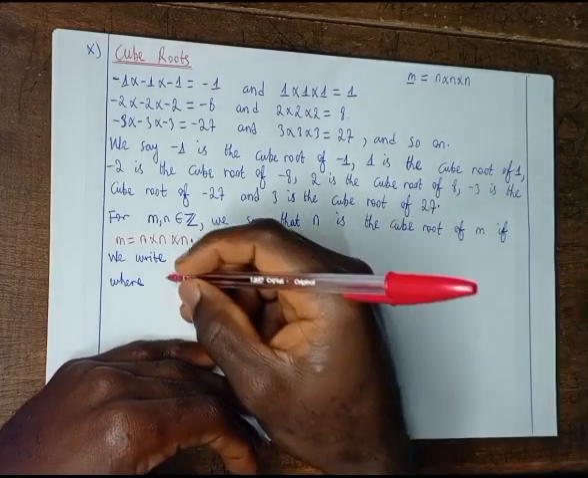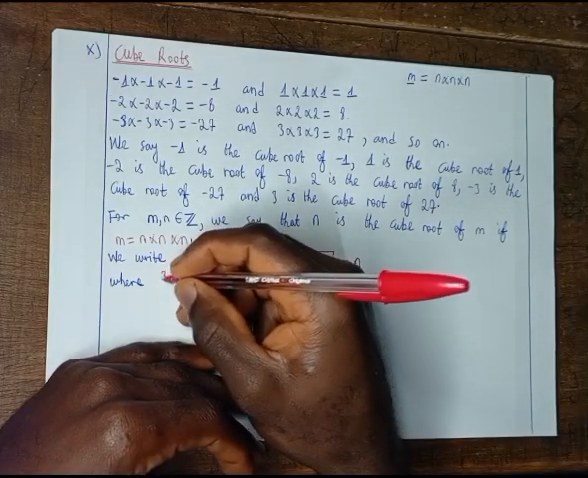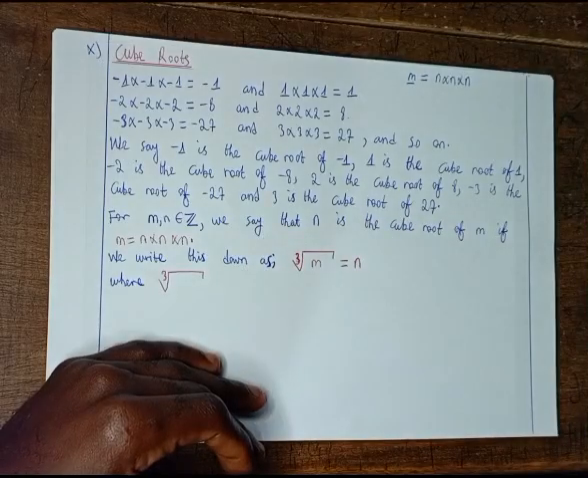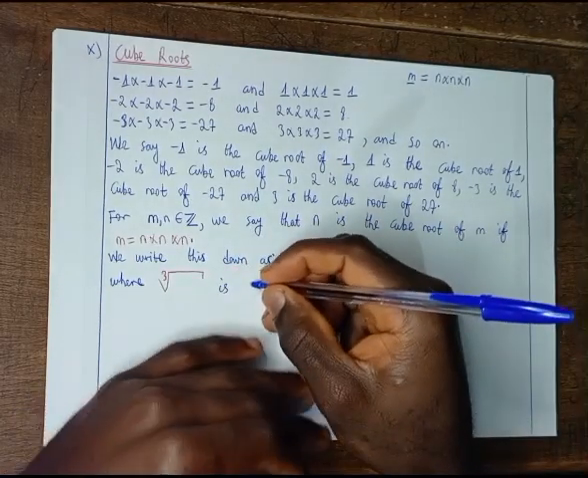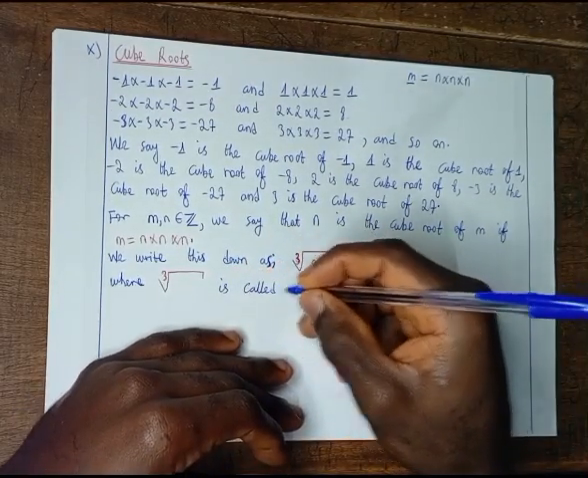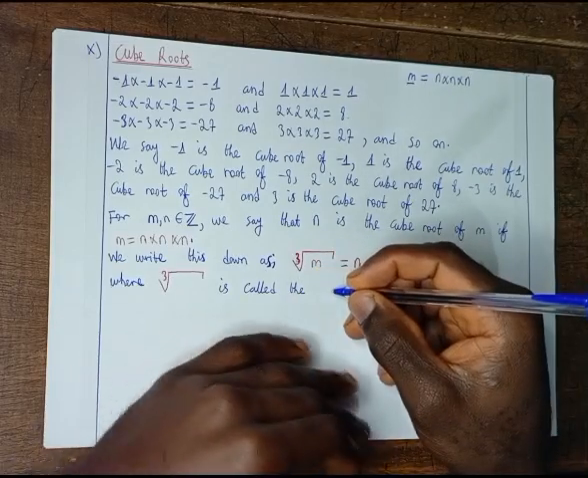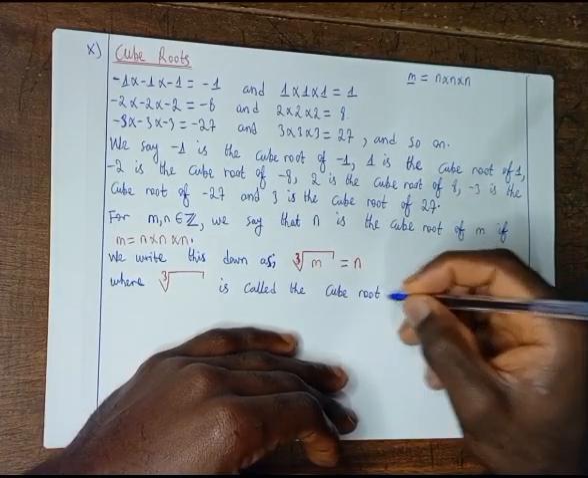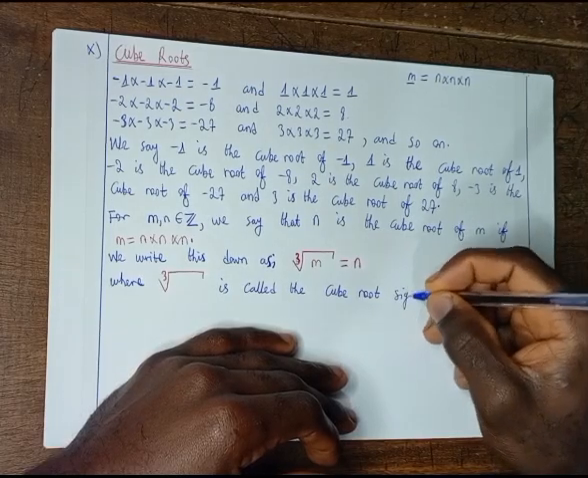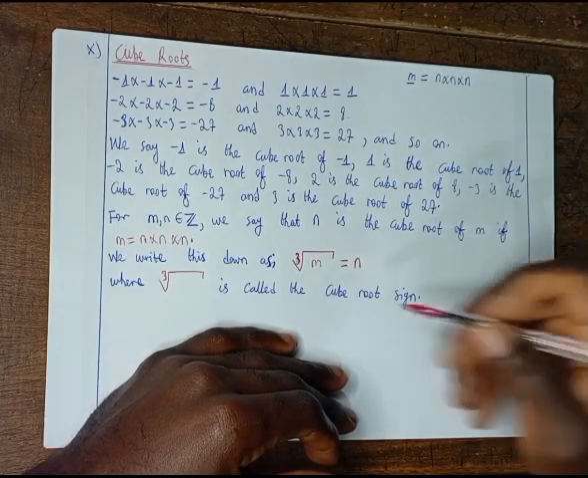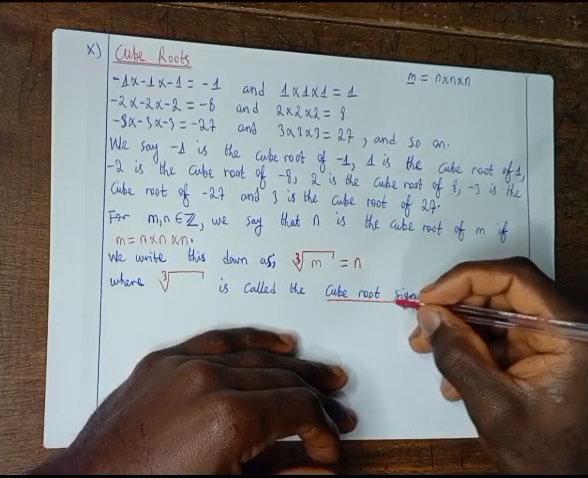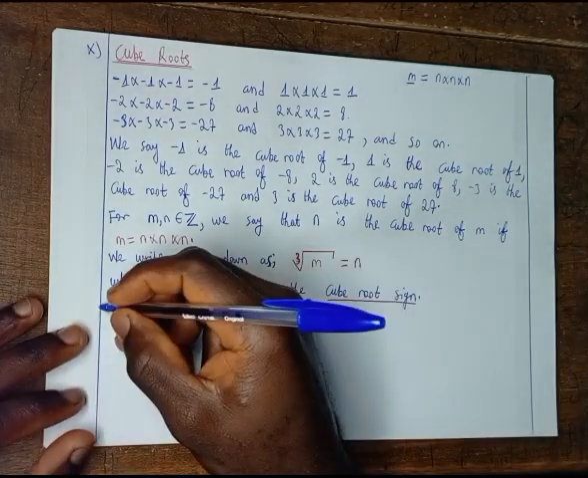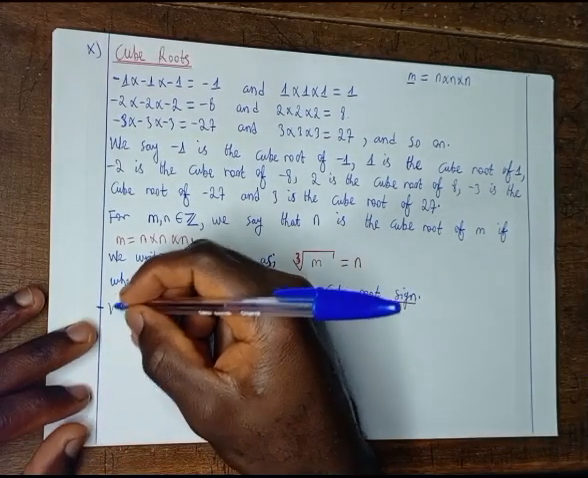this symbol, which looks like a v with a 3 above, as such, is called the cube root sign. So when you see this symbol above any number, that means you are looking for the cube root of that number. Now let's take a hyphen by the margin.